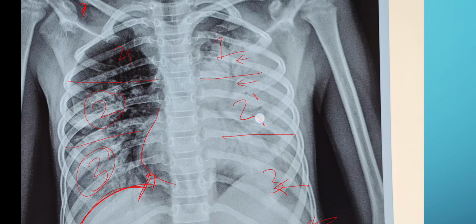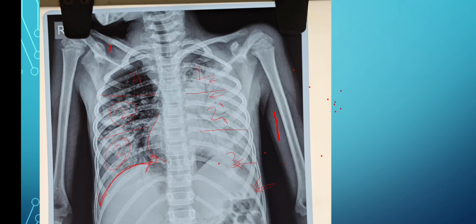The air bronchogram is there, and so this is a clear-cut diagnosis of left-sided massive lobar pneumonia involving the left upper lobe and the lower lobe also, with parapneumonic effusion, and right-sided pneumonia also, right-sided bronchopneumonia. So this is a clear-cut diagnosis of pneumonia.